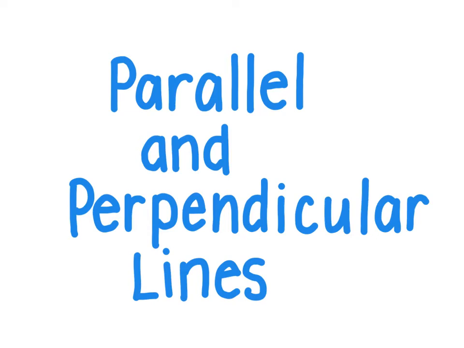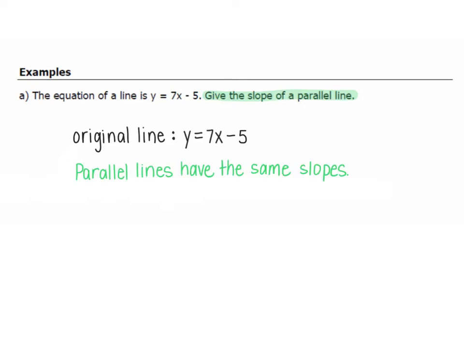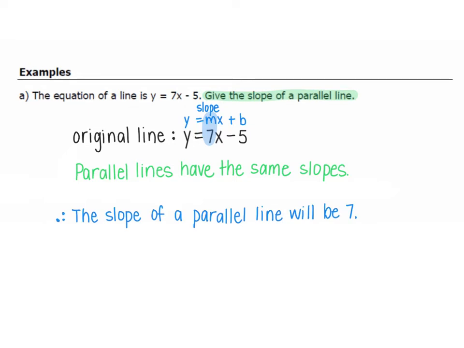Let's look at some examples of some situations involving parallel and perpendicular lines. In example A, we are told that the equation of a line is y equals 7x minus 5. We're asked to give the slope of a parallel line. We know that all lines that are parallel have the same slopes. So in our example, y equals mx plus b, our m value is 7. This is our slope. So any line that will be parallel to y equals 7x minus 5 will have to have a slope or m value of 7.